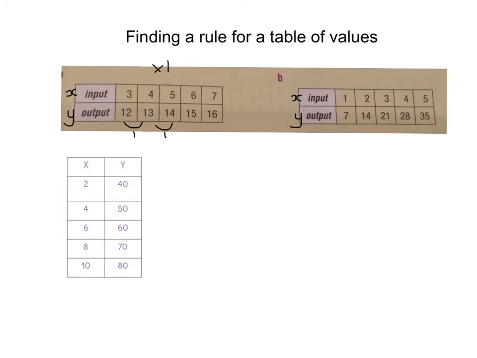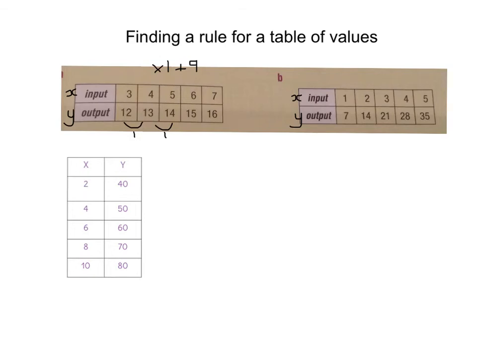3 times 1 is 3, but I've got 12. So what must also be in my rule? I think there also must be a plus 9. Let's look at the next one. 4 times 1 is 4, plus 9, 13. 5 times 1 is 5, plus 9, 14.